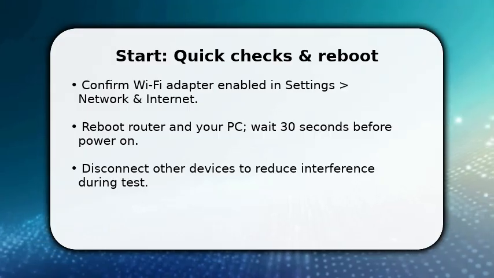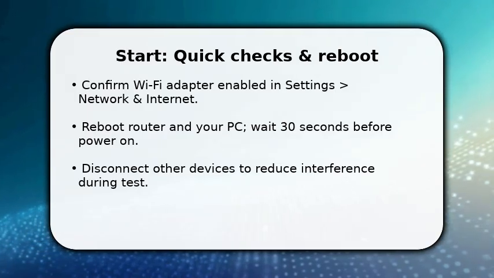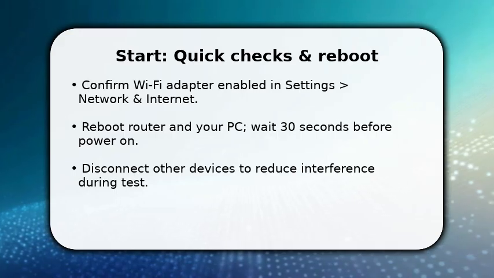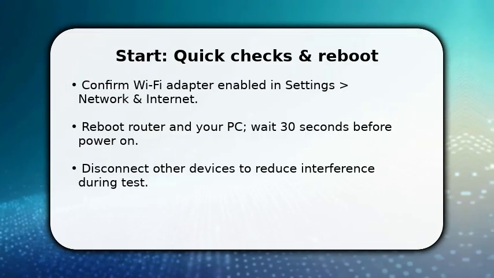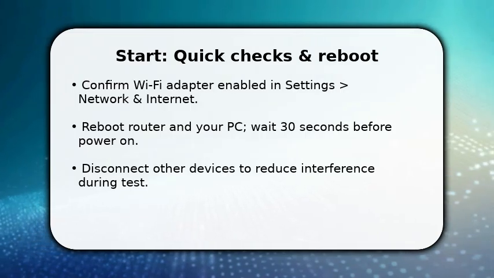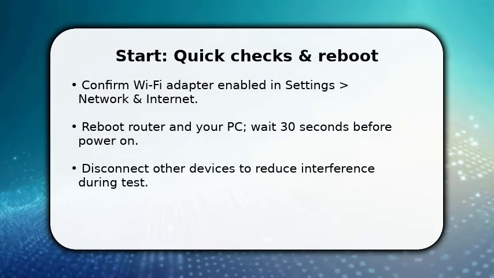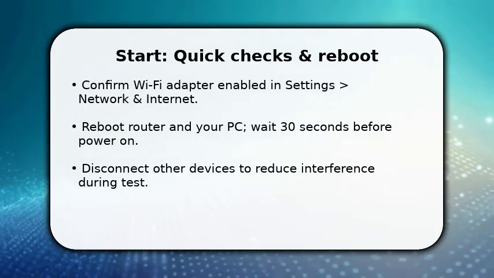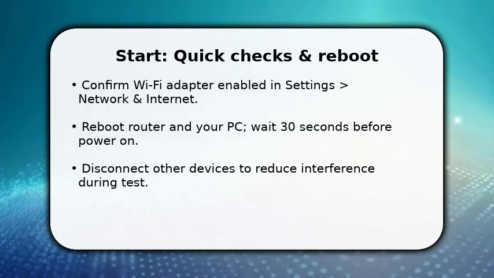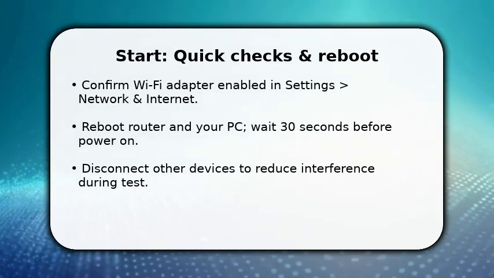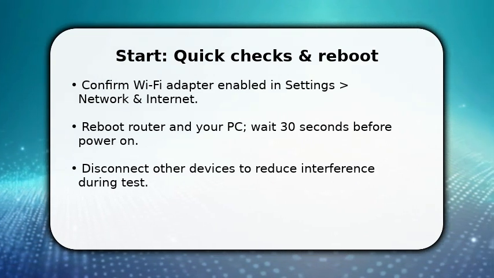You're starting now. Open Settings, Network and Internet, and make sure your Wi-Fi adapter is enabled. This lets Windows see networks. Once done, restart the router and your PC: power off, wait 30 seconds, then power on, because routers often clear transient issues after a hard reboot. While they come back up, disconnect other wireless devices to reduce interference so you get a clean test. These initial steps remove most simple faults quickly and set you up for the next adjustments.